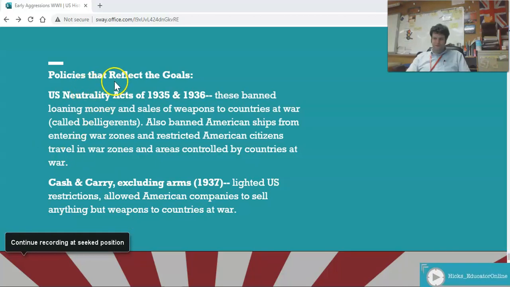To give you an example of American isolationism, we also have the Neutrality Acts of 1935 and 1936, which banned the loaning of money and sales of weapons to countries at war, often referred to as belligerents if you're looking in the textbook. As a result, this meant that many Americans could also not enter war zones. They couldn't do business with these places.